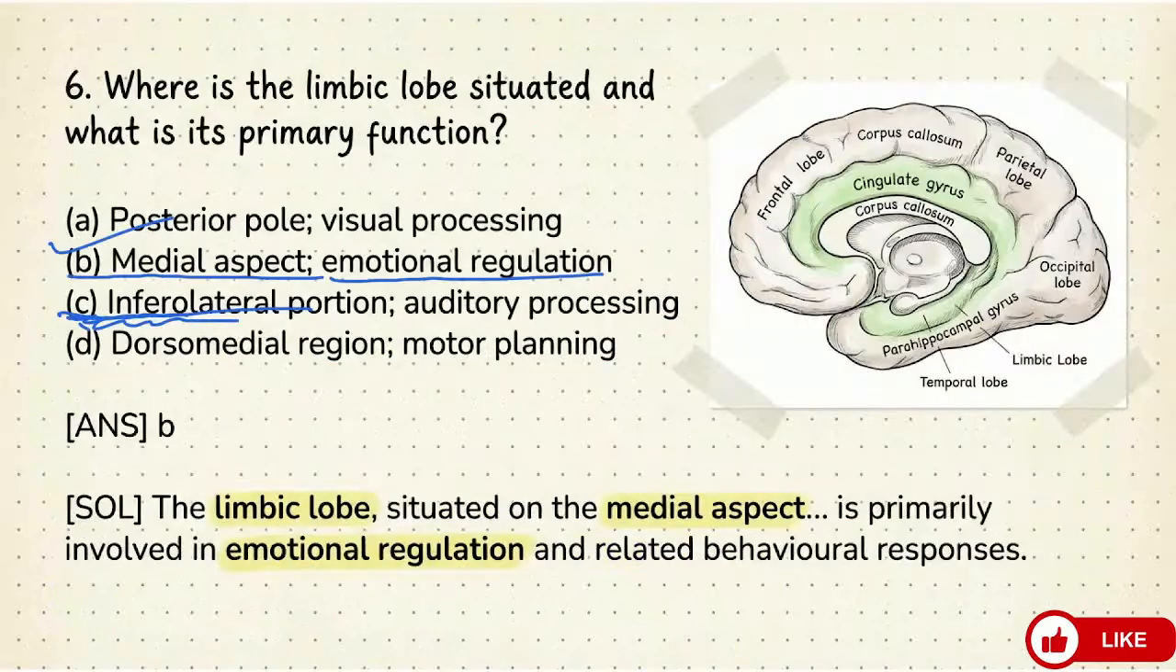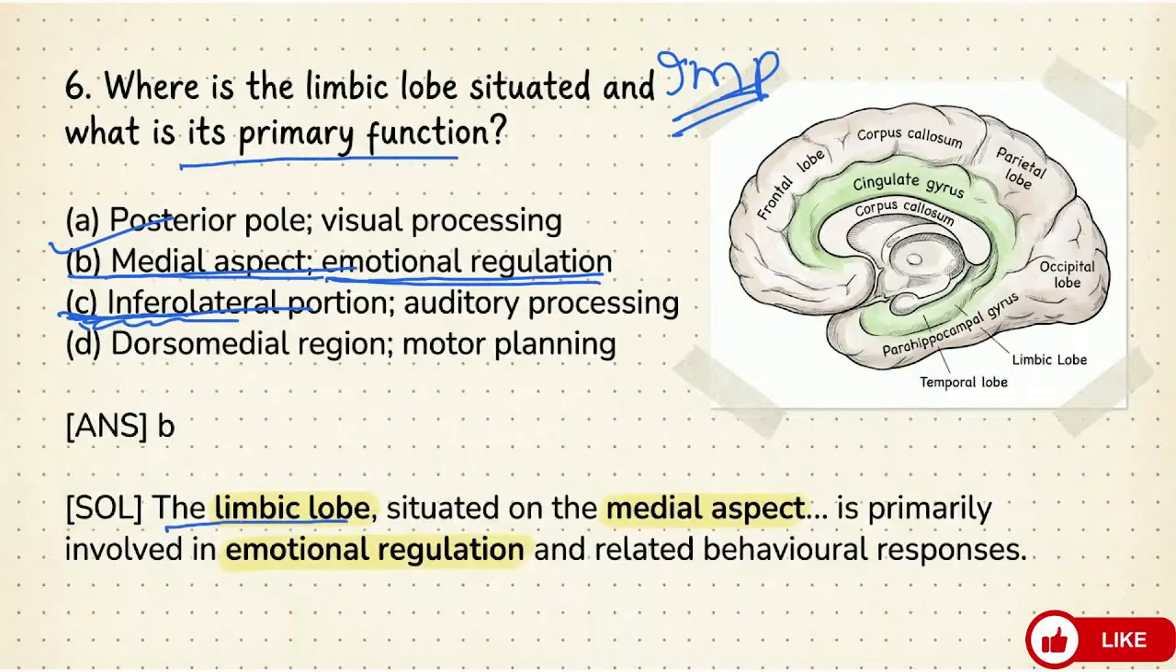Question 6: where is the limbic lobe located and what is its primary function? It is a very, very important question. You may find this question in various competitive exams, whether your university or college internal exam, or in future, suppose you want to appear for the ICAR exam. Here you will find it at the medial aspect, and its function is emotional regulation.